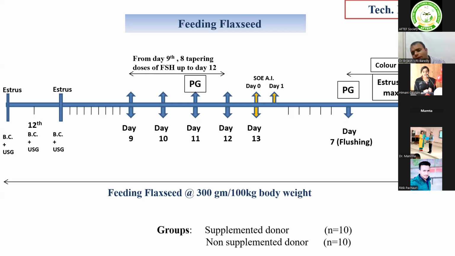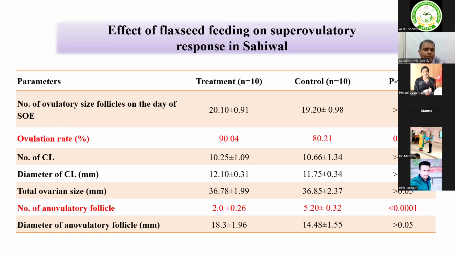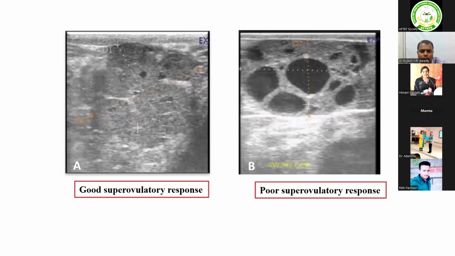During summer, and especially the rainy season, we found that there is compromised embryo production. So we tried additional supplementation of flaxseed at the dose rate of 300 gram flaxseed per 100 kg of body weight, and we found that flaxseed supplementation improved the ovulation rate even during off-season breeding, and there is a smaller number of anovulatory follicles. Other parameters are comparable. You can see here an animal with good superovulatory response, with very few anovulatory follicles, and here an animal with poor superovulatory response.